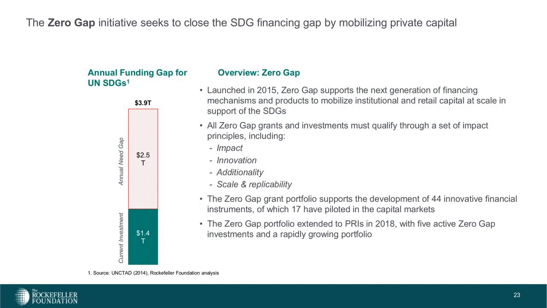So the Zero Gap program is all around how we close the acknowledged SDG financing gap. Obviously, the financing gap is well publicized. We're all aware of it, and we're all striving to close it. The approach our foundation has taken is product development: how do we use our catalytic, flexible, impact-first funding to create new financial products and mechanisms that can speak to the risk-return requirements of mainstream investors.